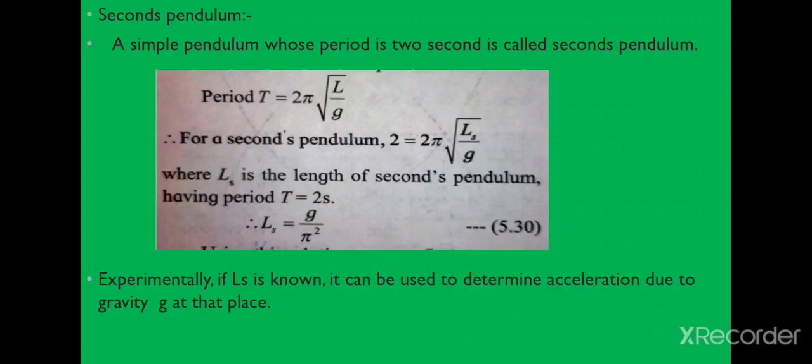Period T is equal to 2 pi under root L divided by g. For a second pendulum, period T is equal to 2 seconds. Therefore, this equation becomes 2 is equal to 2 pi under root Ls divided by g, where Ls is the length of the second pendulum having period T equal to 2 s. Therefore, from the above equation, Ls is equal to g divided by pi square.